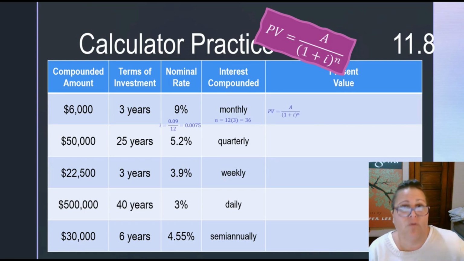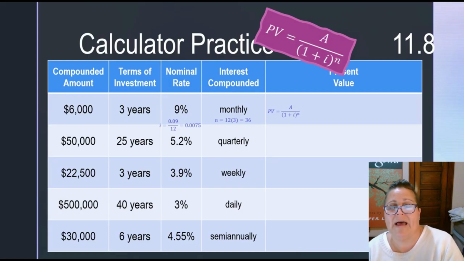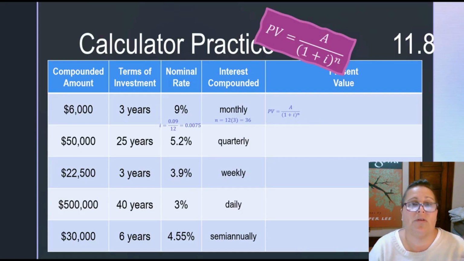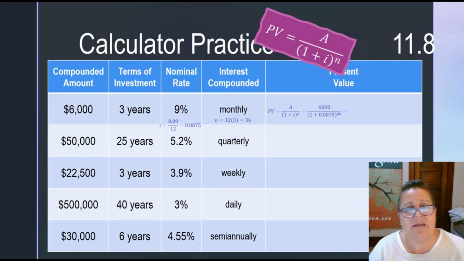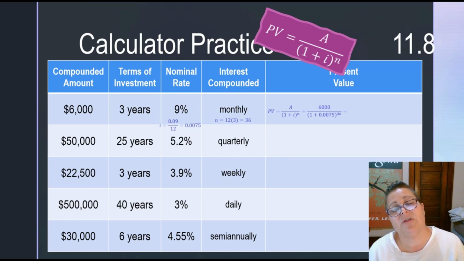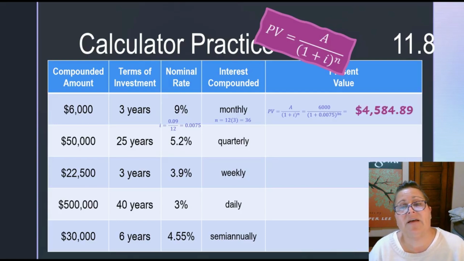The formula would be the goal amount, or the compounded amount, or the future value, divided by 1 plus I to the N, or 6,000 divided by 1 plus 0.0075 to the 36th power. If you do this, you should get $4,584.89.